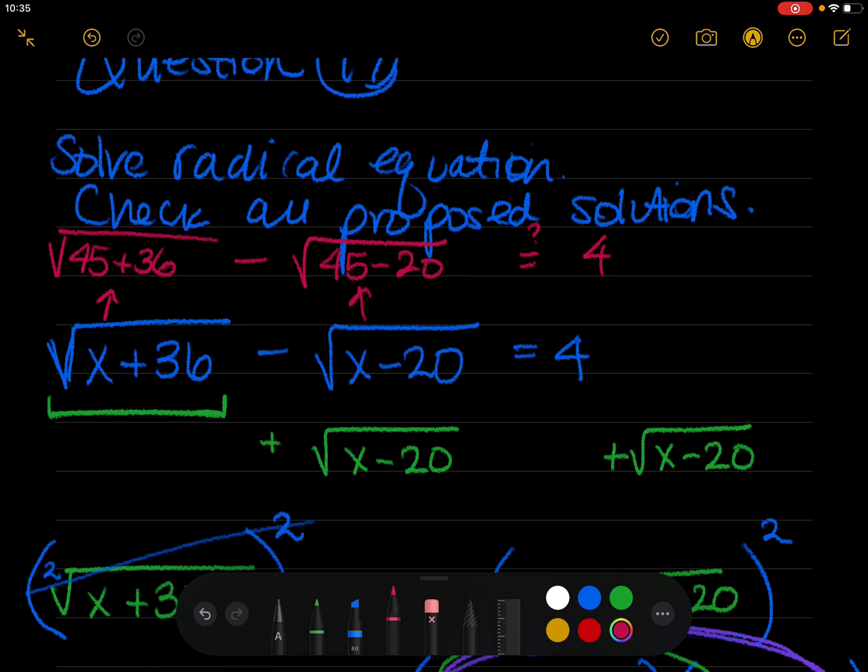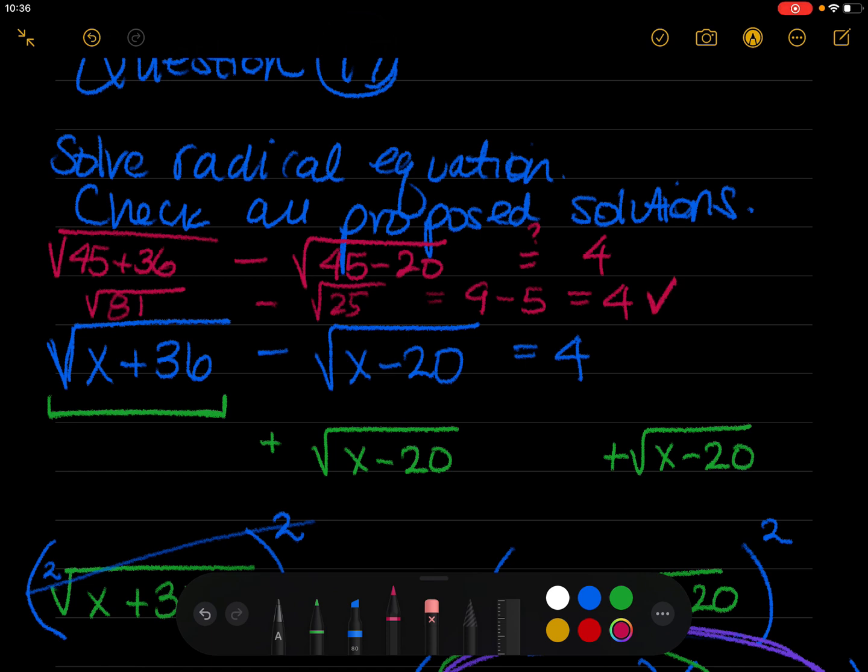Well, here I have 45 plus 36 is going to give me 81. So I can erase my little arrow just to see. So I'm going to say that is the square root of 81 minus, I'll erase this other arrow here, the square root of 25. Okay, so the square root of 81 gives me 9 minus 5, and that is equal to 4.